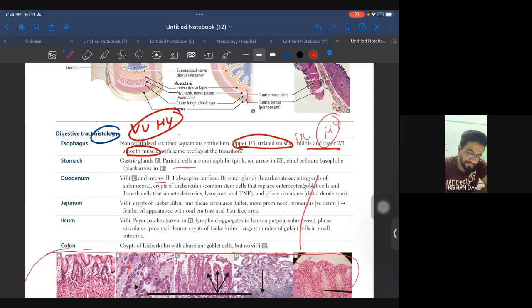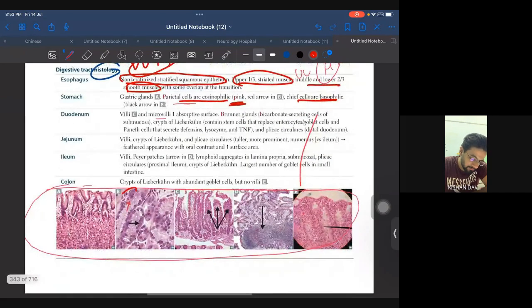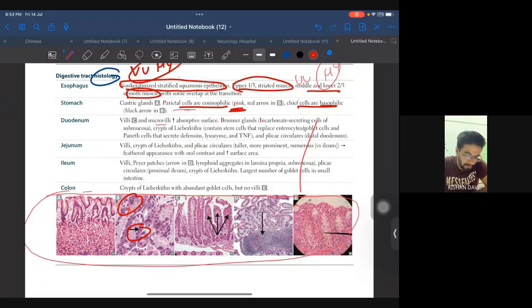So let's just see. Normally it is non-keratinized stratified squamous epithelium. Okay, you have to remember the type of epithelium too. Stomach: parietal cells are eosinophilic, that is pink. Chief cells are basophilic. Okay, so just see in the image, pink and basophilic.